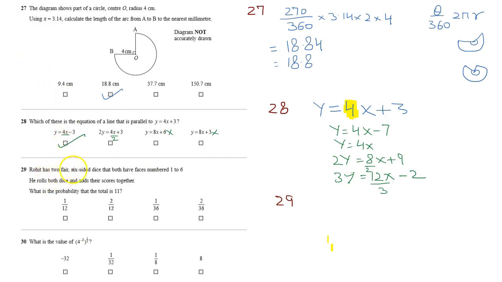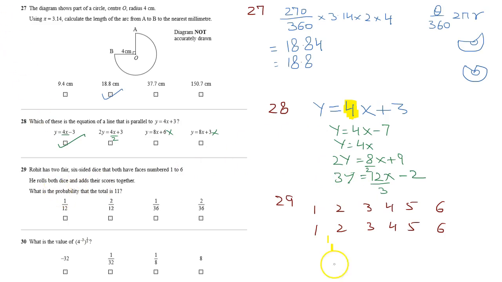Rohit has 2 fair 6-sided dice that both have faces numbered 1 to 6. He rolls both the dice and adds their scores together. What is the probability that the total is 11? Now the faces have 1, 2, 3, 4, 5, 6. Another one is having 1, 2, 3, 4, 5, 6.